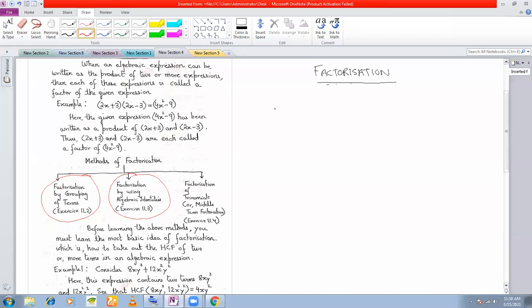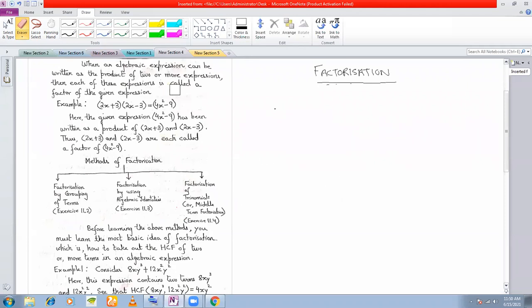The others we also use, but very less. A plus b whole square we use very less. A minus b whole square we use very less, but a square minus b square we use mostly. And finally, you have factorization of trinomials, which I have not given you in the syllabus for the time being. So let us start with factorization by grouping of terms.